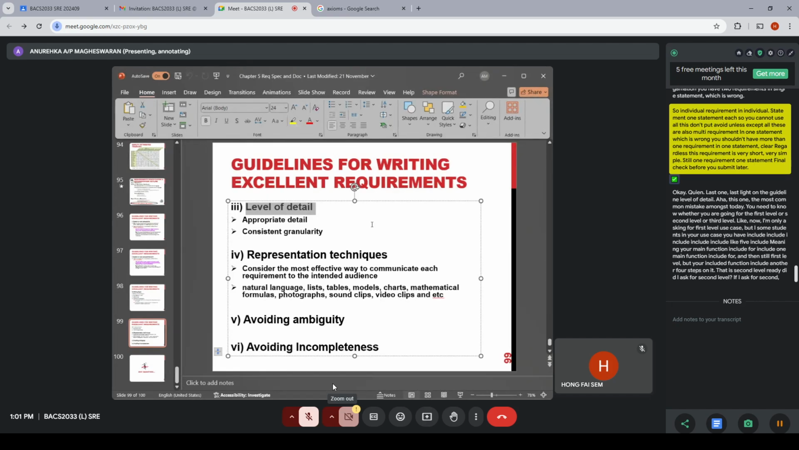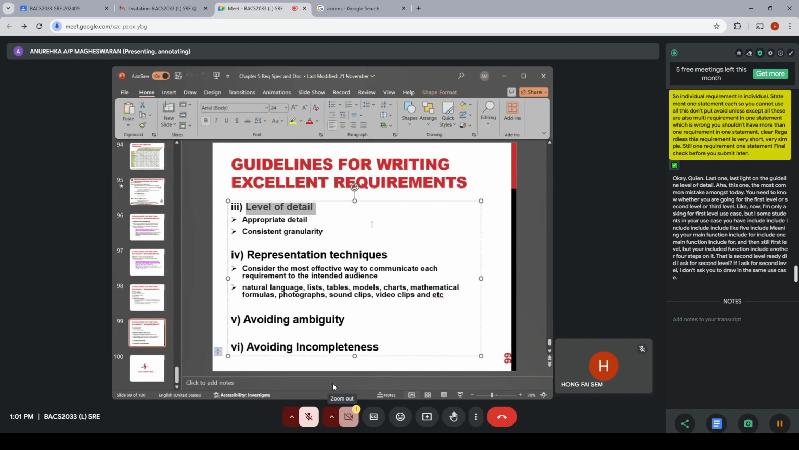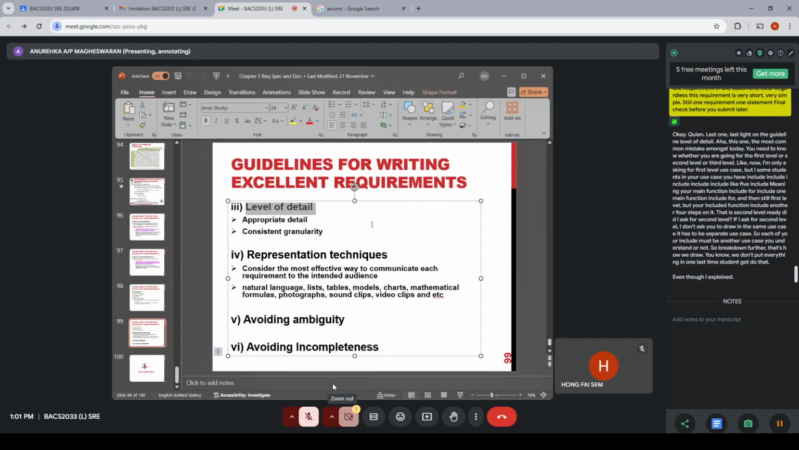If I ask for second level, I don't ask you to draw in the same use case. It has to be a separate use case. So each of your includes must be another use case. You understand or not? So break down further. That's how we draw. We don't put everything in one. Last time, students did that. Even though I explained many times, students did that.